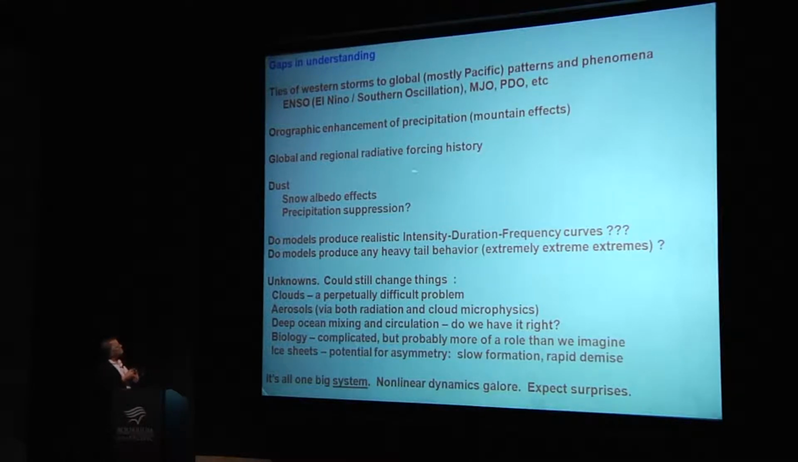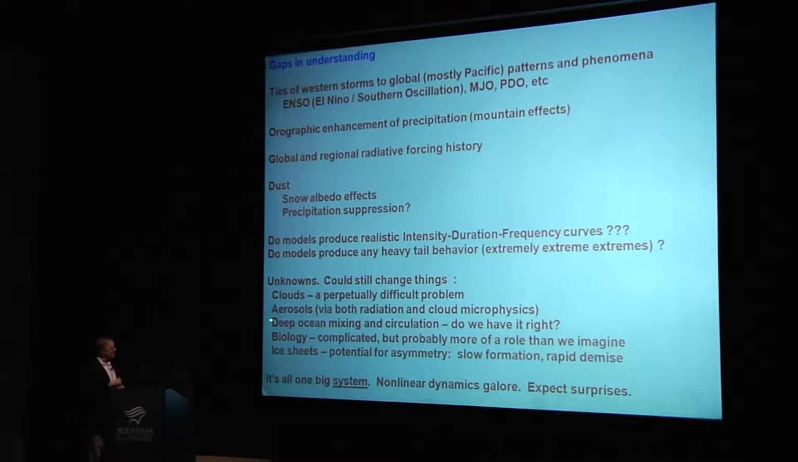The global and regional radiative forcing history, especially from aerosols. We concentrate a lot on greenhouse gases, but not so much on these little particles, which are really important for global climate. They also relate to dust falling on the snow, and these small particles can suppress precipitation. There are some unknowns that we haven't really concentrated on, especially clouds. It's a perpetually difficult problem in climate.